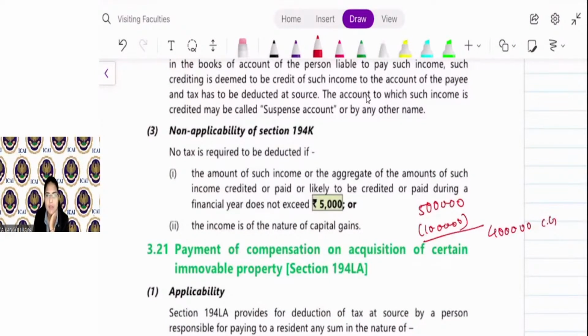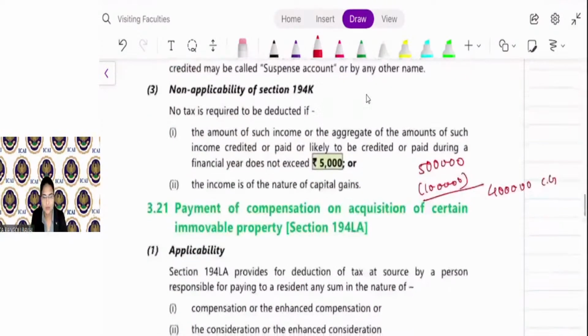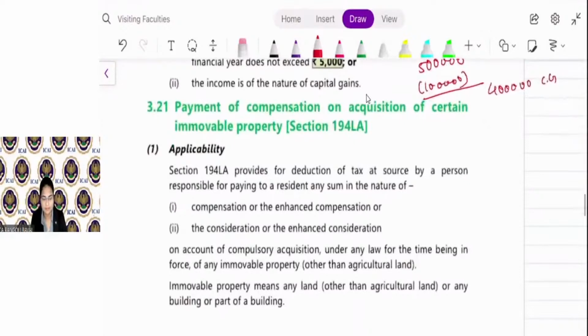So non-applicability is threshold limit 5,000. If the amount paid by mutual fund to you is less than 5,000, then TDS is not required to be deducted. Or if the income is in the nature of capital gain, that is the amount received on sale of mutual fund, then the TDS under section 194K is not applicable. Okay, chalo. Next section.